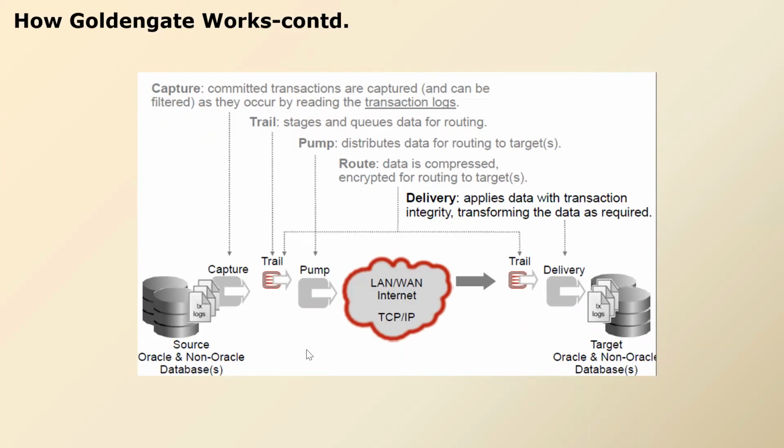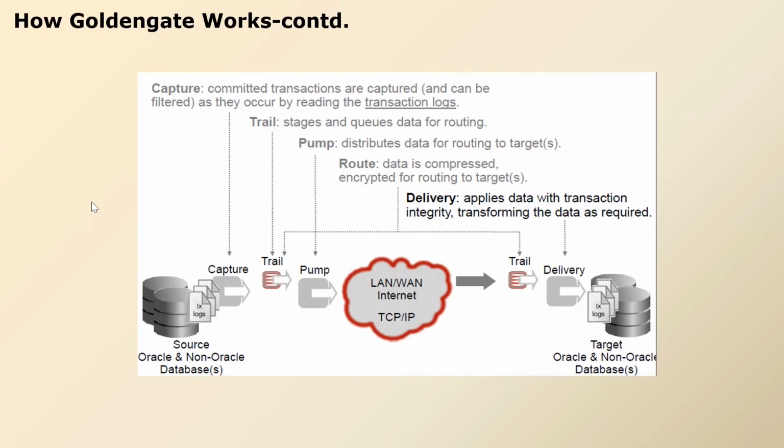Another important thing is that the format of the trail file is platform independent. One of the major advantages of GoldenGate is that it is platform independent. That means the format of the trail file, whether you generate it on Sun Solaris or on HPUX, always remains the same. The format doesn't change at all. GoldenGate allows you to perform near real-time replication.